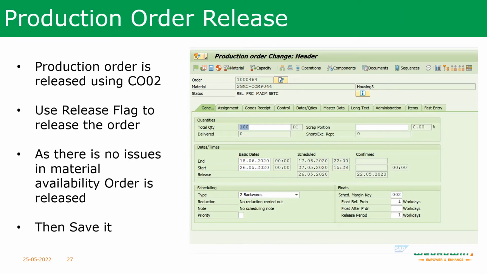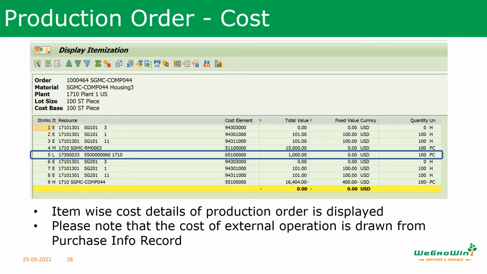And then production order release. Now we completed the production order, we have to release the production order and then save it. Now we go and check the costing. Here in the costing area, you can see the external operation cost is picked from the purchase info record.